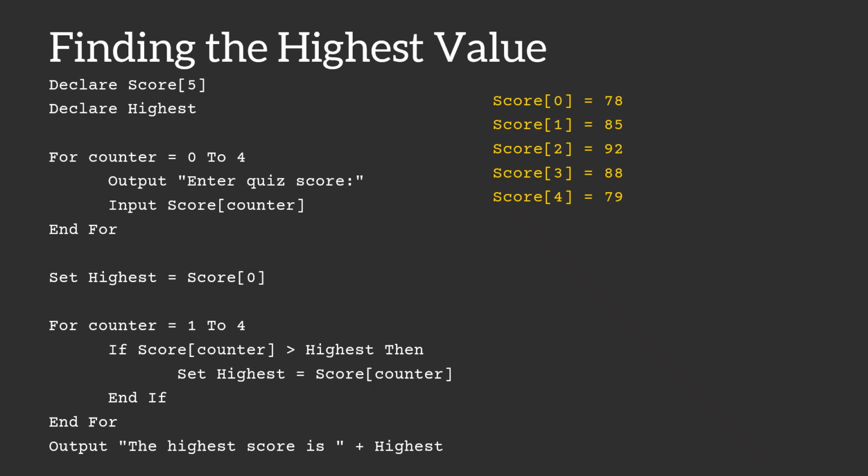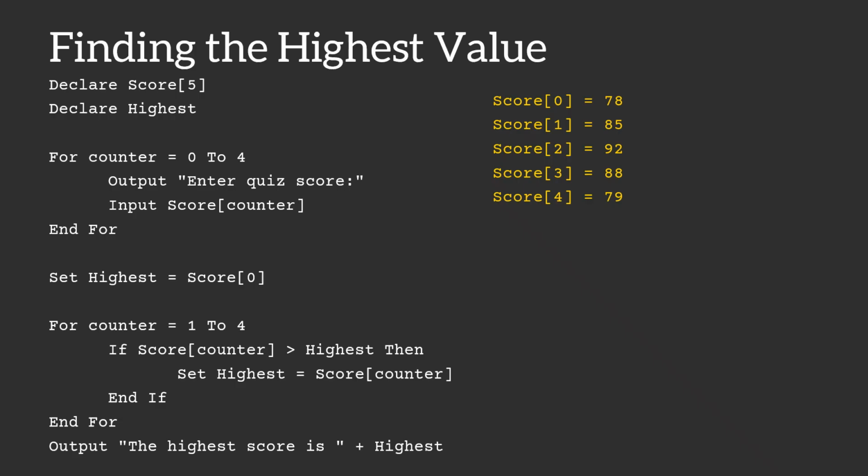So let's walk through that. Right now 78 is the highest. We go in and we say score index 1, is it greater than the highest? So is index 1, which is 85, greater than the highest, which is right now 78? Yes, it is. So then that's going to become the highest. We're setting 85 as the highest.